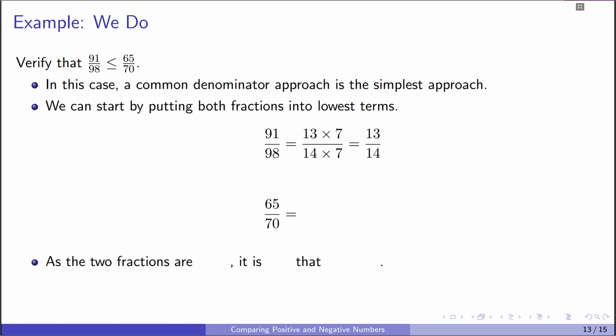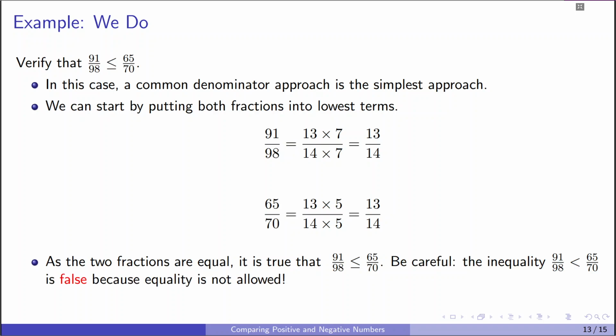Our 65 over 70, we pull out a common factor of 5. We have 13 times 5 over 14 times 5. The 5's cancel, we're left with 13 over 14. So these are both 13 over 14 in lowest terms. The two fractions are equal. So now, it is true that 91 over 98 is less than or equal to 65 over 70 because both are equal. One is not less than the other.